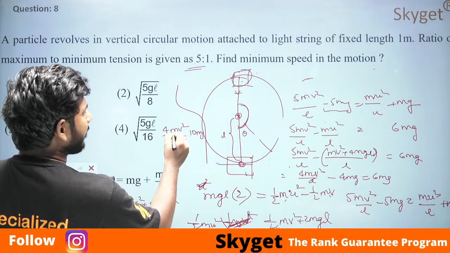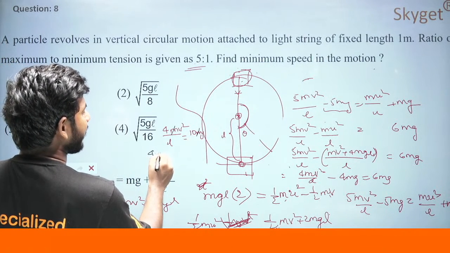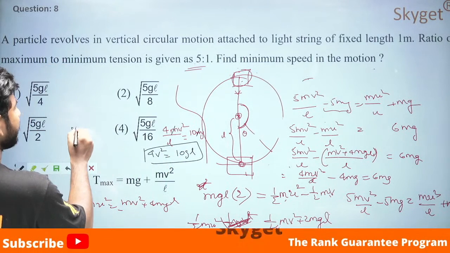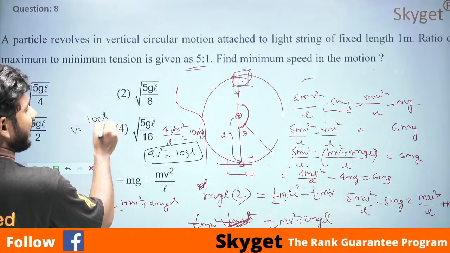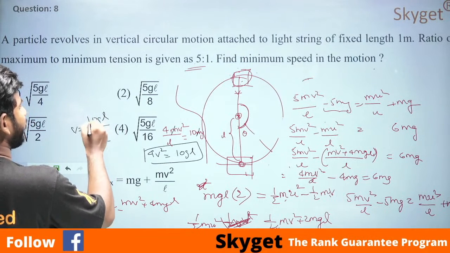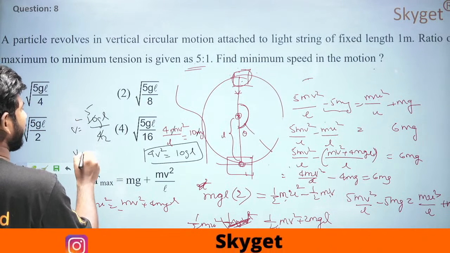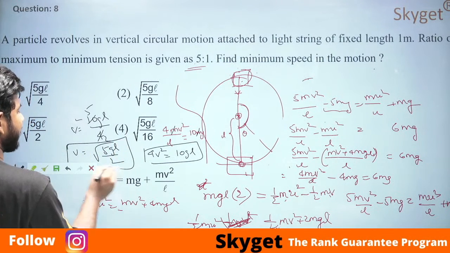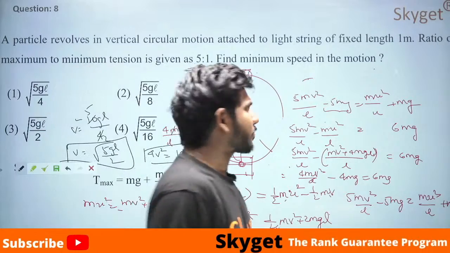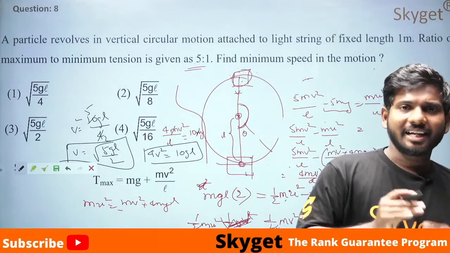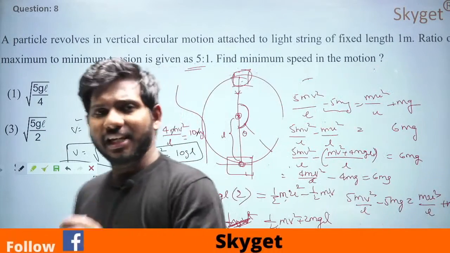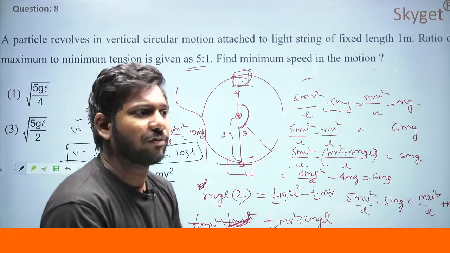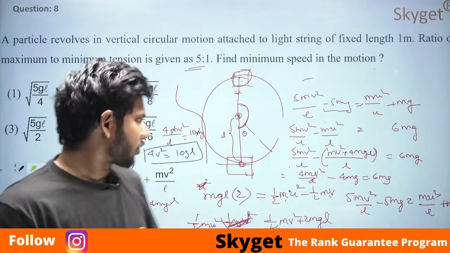So m gets cancelled, 4v² is equal to 10gL, so v² is equal to 10gL by 4. It is 2 2s are 2, 5s are 5, so v is equal to root over 5gL by 2 will be the answer, students. Question might be a bit lengthy, students, but using those two equations, tension equation and energy equation, you will easily get the answer just by being careful while calculating the solution, students.